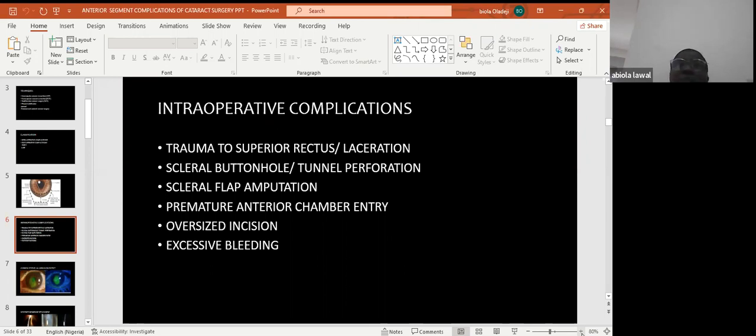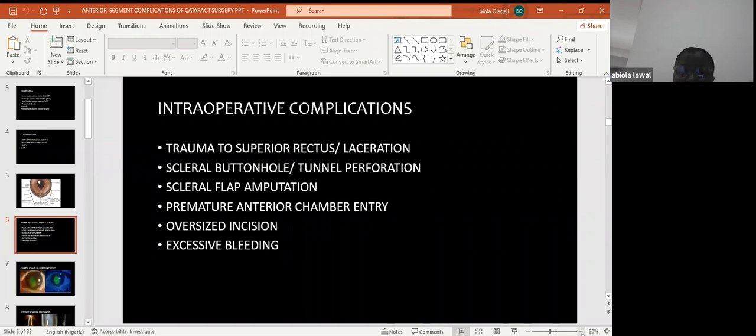Usually the force in the process of inserting the bridle is not enough to avulse it. So most of the time, nothing is done about the trauma. It heals, but there could be residual ptosis at the end of the day from this trauma.